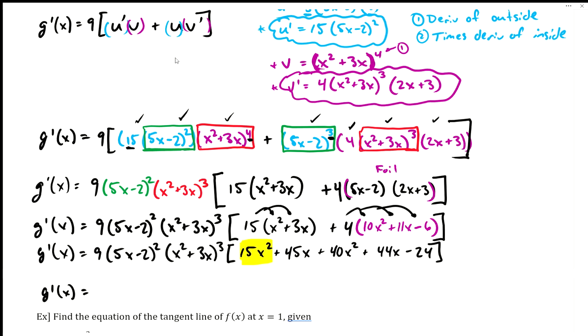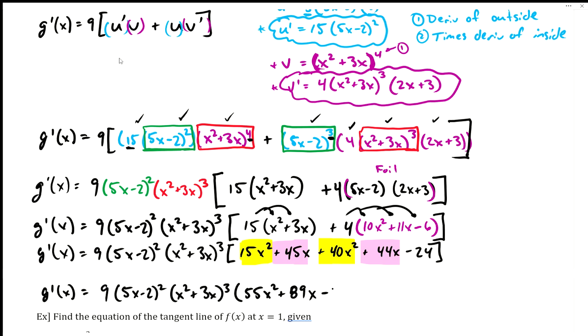So notice we have a 15x squared and a 40x squared. And we also have a 45x and a 44x. And then we can change the big bracket into a parenthesis. So what we'll do is write it as 9 times 5x minus 2 squared times x squared plus 3x cubed. And then I don't really need to show a bracket anymore. Let's do a parenthesis instead. 55x squared plus 80. 45 plus 44 is 89x, and then minus 24. There we go. Okay, so that one was nasty.